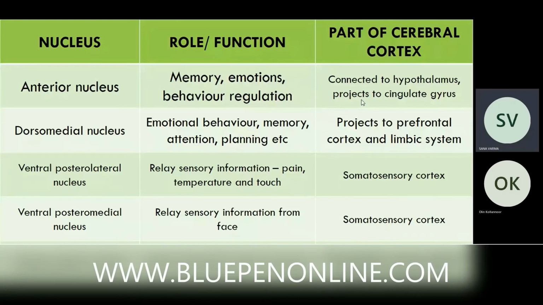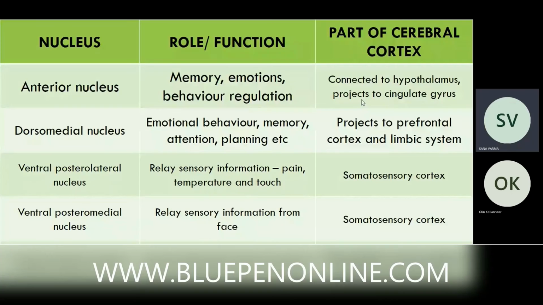Okay. The next one is dorsomedial nucleus. Again, it projects to the prefrontal cortex and limbic system, and its function is emotional behavior, memory, attention, planning, etc. So anything that is related to the limbic system will definitely have a role in emotion and behavior of that particular person.